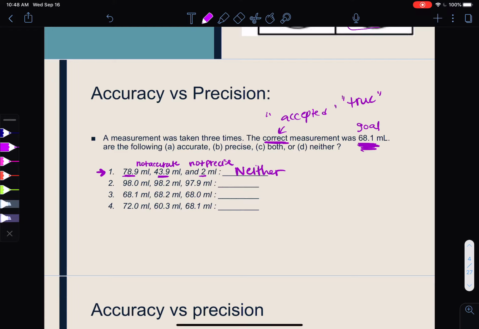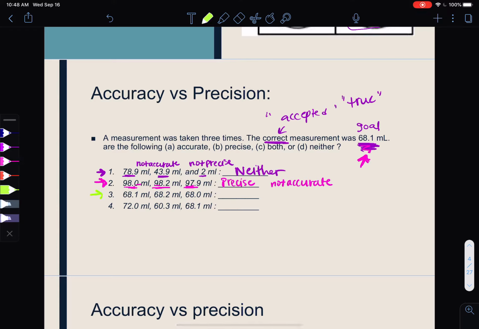Okay. What about the next one? 98.0, is that close to 68.1? It is not. 98.2 is also not close to 68.1. And 97.9 is not close to it either. So this one is not accurate. But are they close to each other? Yes, they're all very close to each other. So this one is precise.